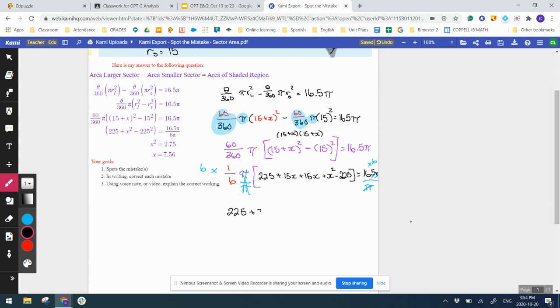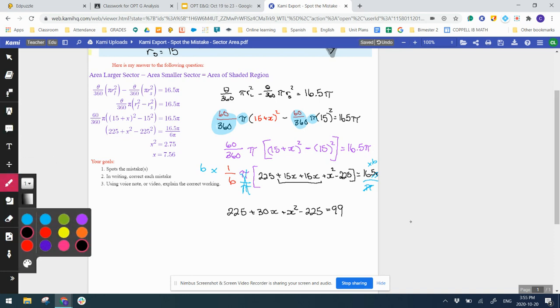225 plus, this time now, 30x, combining these two together, plus x squared minus 225 equals, now we have 16.5 times 6, which is going to give me 90. Alright. I'm going to get rid of this now so we don't get confused with our work.